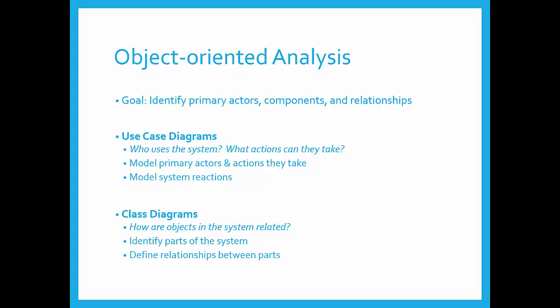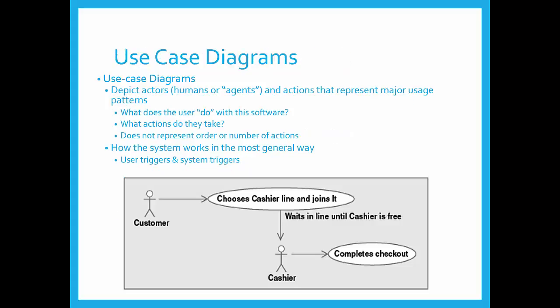These are usually the first diagrams that we will develop when designing our system, as they give us an understanding of the big picture. These also help us make sure that we are accounting for all necessary stakeholders and all necessary functionality. Use case diagrams depict the primary actors in the system and their interactions with the system. How will these users use this system, and what actions will they need to take? We don't represent any ordering between these actions, but we do represent who or what triggers an action in the system.